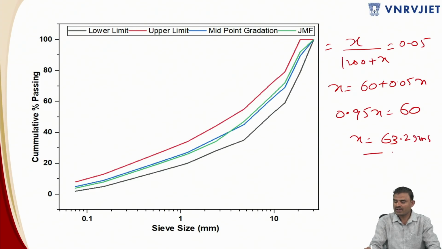grams. In general, if you take 60 grams as the weight of the bitumen, that will not be 5% by weight of the total mix. It will be less than 5%. It will be only 5% by weight of the aggregate or mineral aggregate. So this is how you have to calculate the weight of the bitumen that is required.